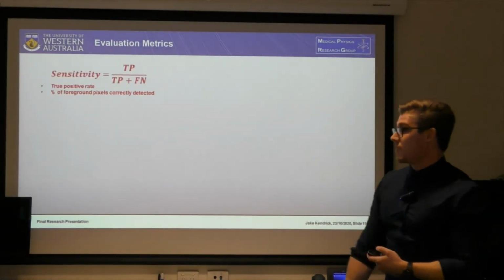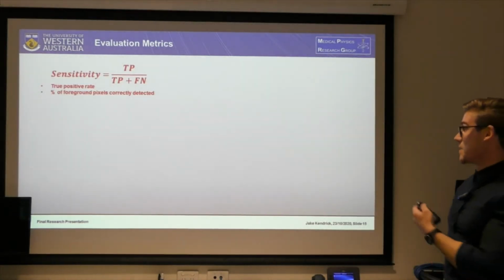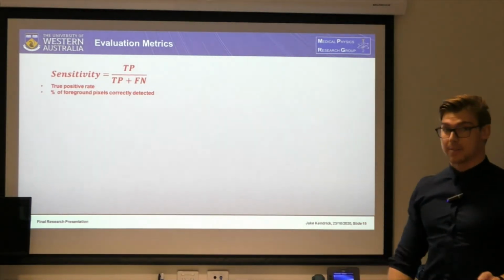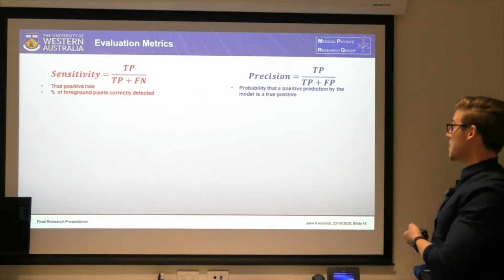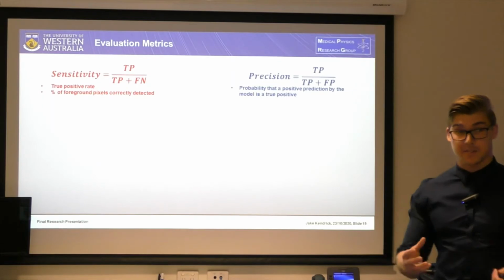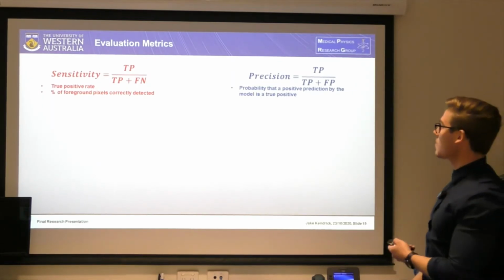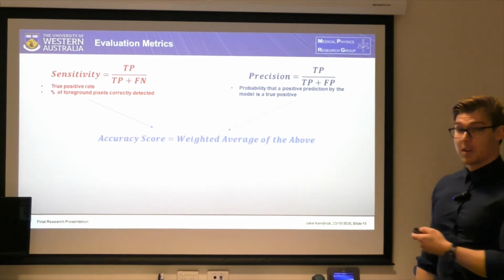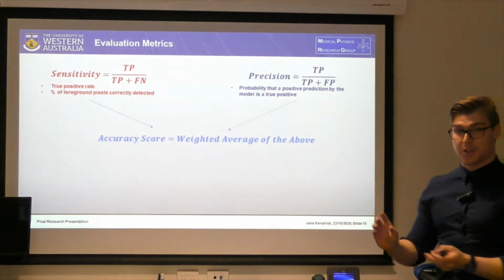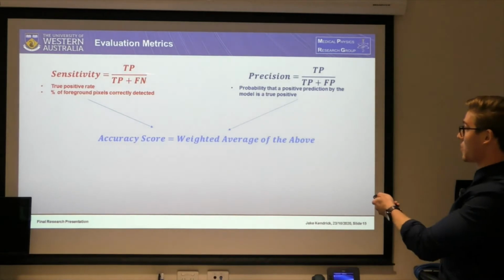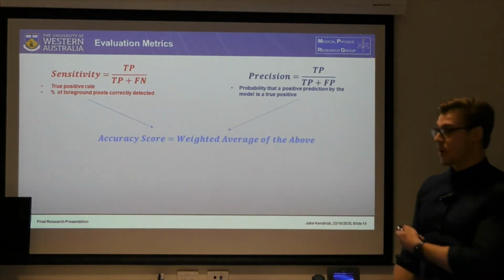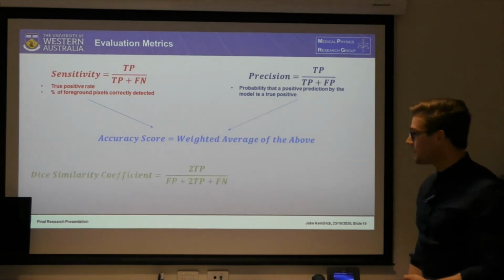Going forward then, we have the sensitivity, which is defined as the true positive rate. That's the percentage of foreground pixels that are correctly detected by the model. We also have the precision, which is the probability that a positive prediction by the model is in fact a true positive. We combine these into what's known as the accuracy score, which is a metric that attempts to balance the 2 types of errors that a model can make, so false negatives and false positives. And that's defined simply as the weighted average of sensitivity and the precision.